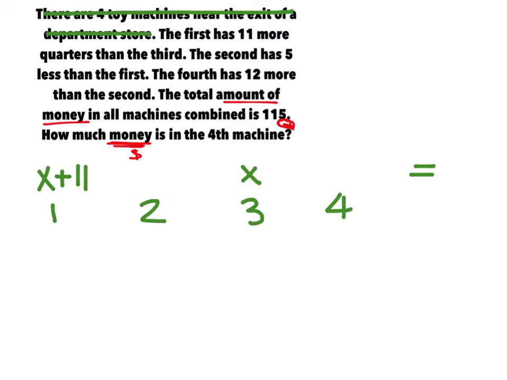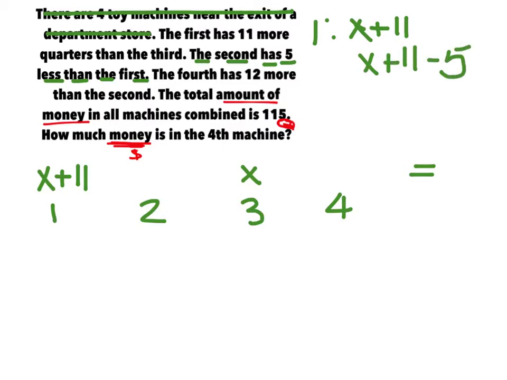The fourth has 12 more than the second. Oh, the second, I didn't even do the second yet. I wondered why there was nothing for the second. The second has 5 less than the first. Here's the first. And the second has 5 less. So what could I do to represent the second? X plus 6 is right, because you combine 11 minus 5 to make 6.